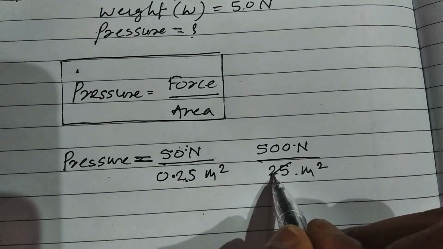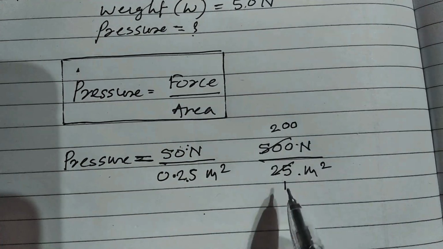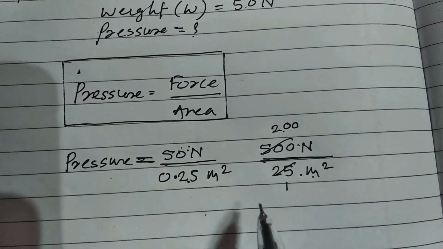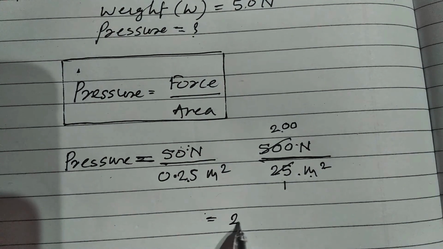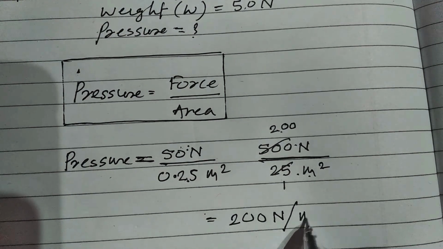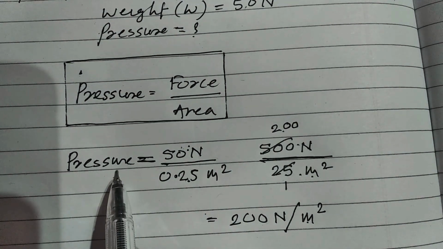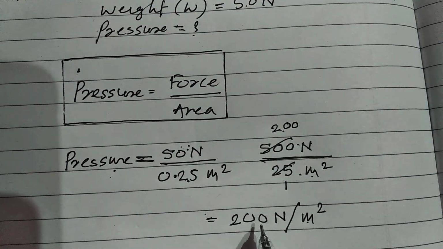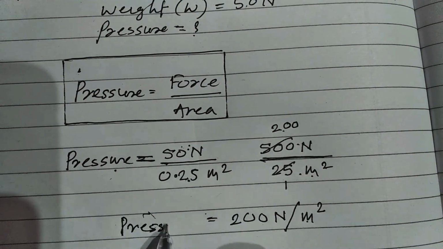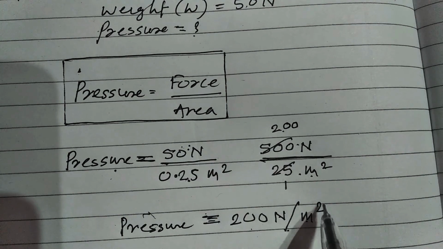That is why 25 ones are 25, 25 twos are 50, and 25 twenties are 500, so the answer is 200 Newton per square meter. What is it? It is the pressure which is applied by the tiffin box on the shelf. So the pressure applied by the tiffin box is 200 Newton per square meter.